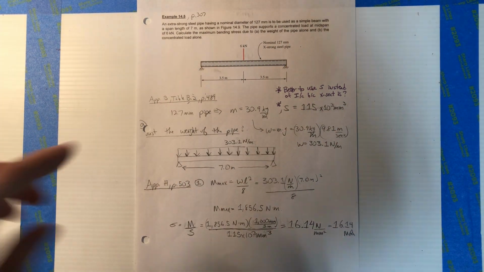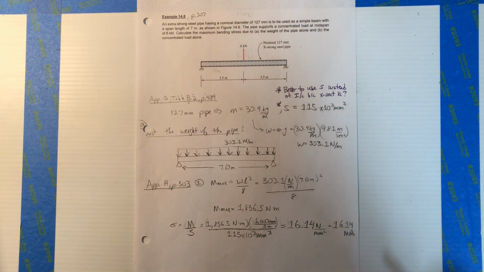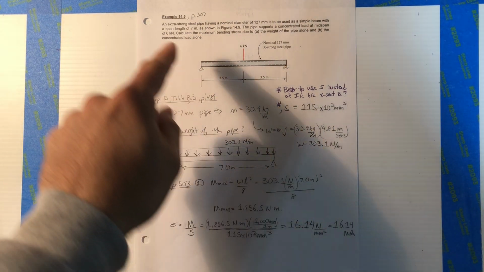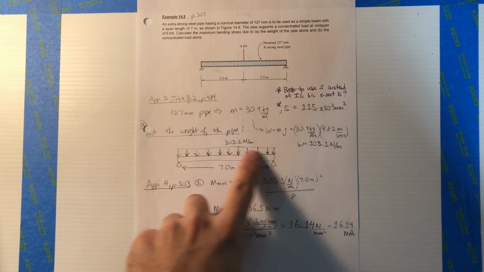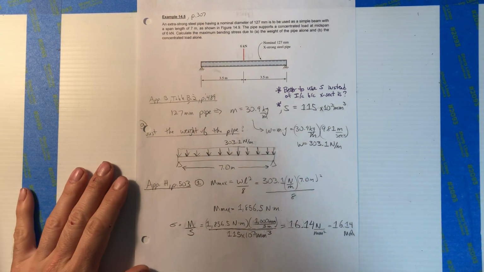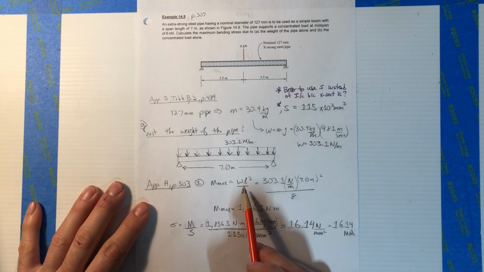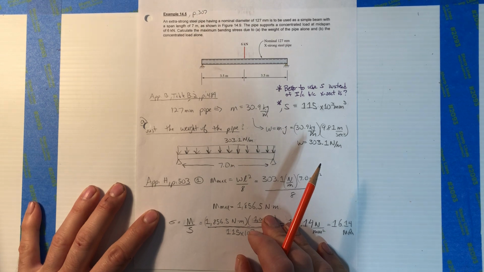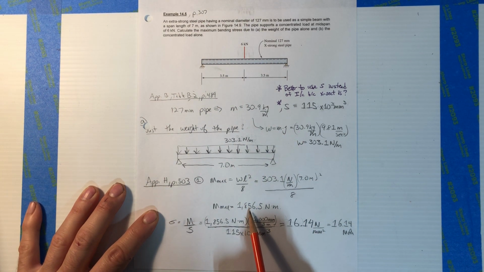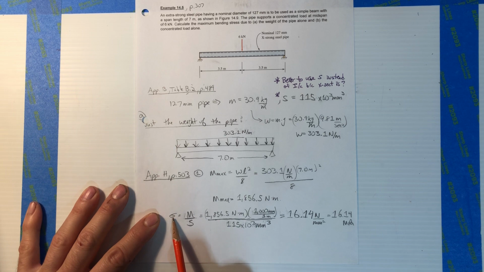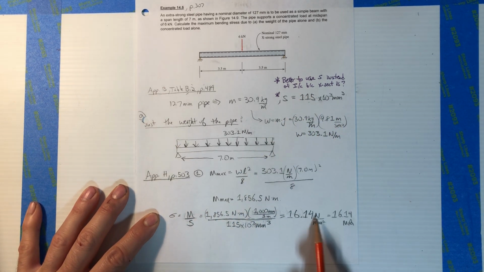So part A is, what's the bending stress in the pipe just for the weight of the pipe? This weight is obviously a UDL going across, 303.1 newtons per meter over 7 meters. Just like the last example, that distributed load, Appendix H, page 503, the maximum moment is WL squared over 8. Easy to calculate, 1,856 newton meters. Plugging that in, M divided by S, which is the S we grabbed from the chart. Easy, 16.14 MPa, metric unit of stress, megapascals, right? Newton per millimeter squared, right?